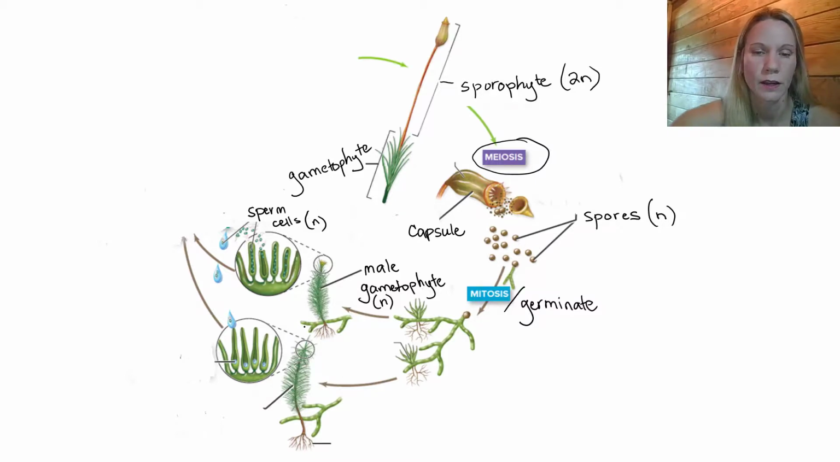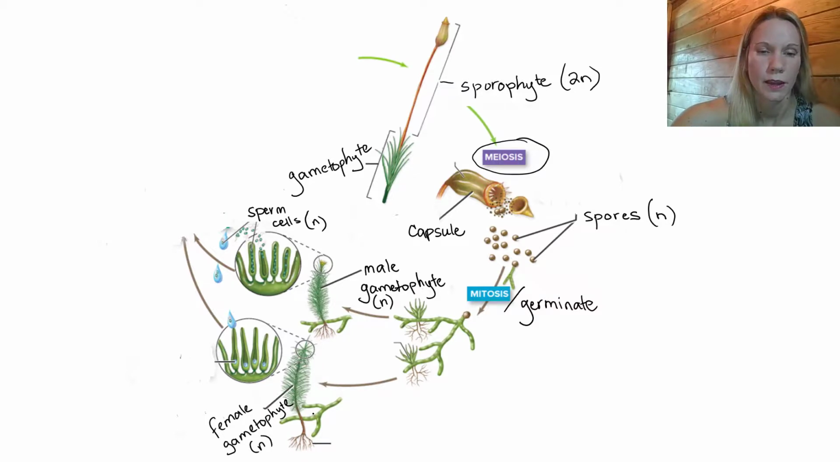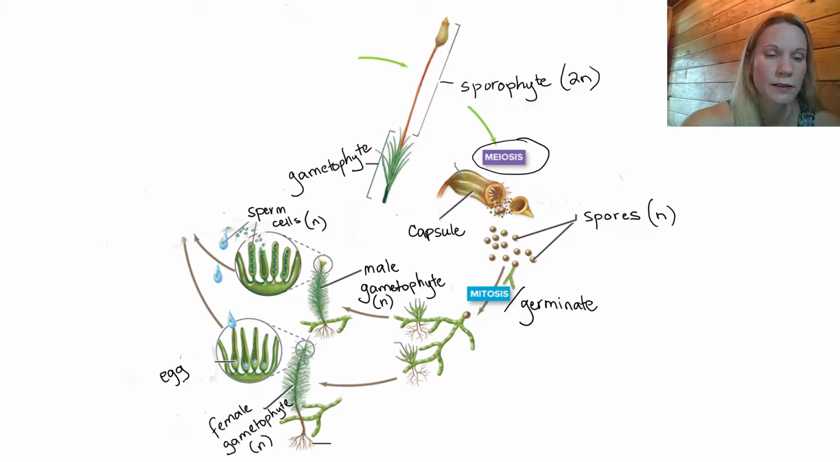Down here, we have another part of the gametophyte that forms the female. So this would be the female gametophyte. The female gametophyte is haploid. And the female gametophyte forms these structures that you can only see under the microscope that contain the cells that the female gametophyte makes, and that's right, egg cells. And egg cells would be haploid.